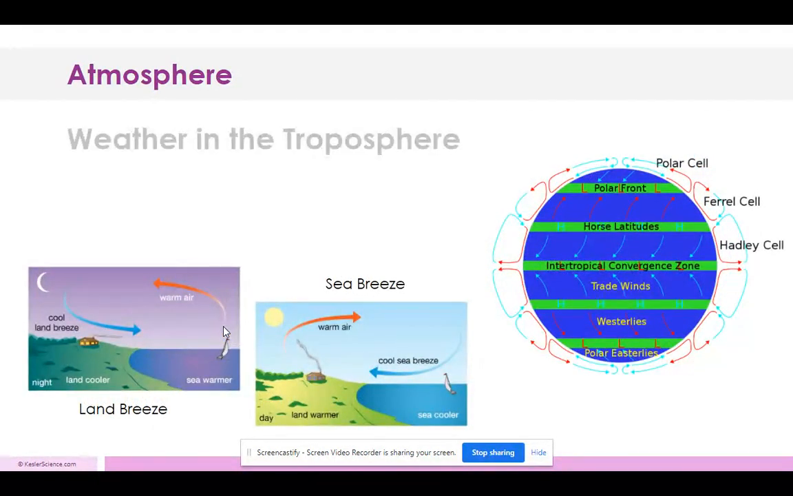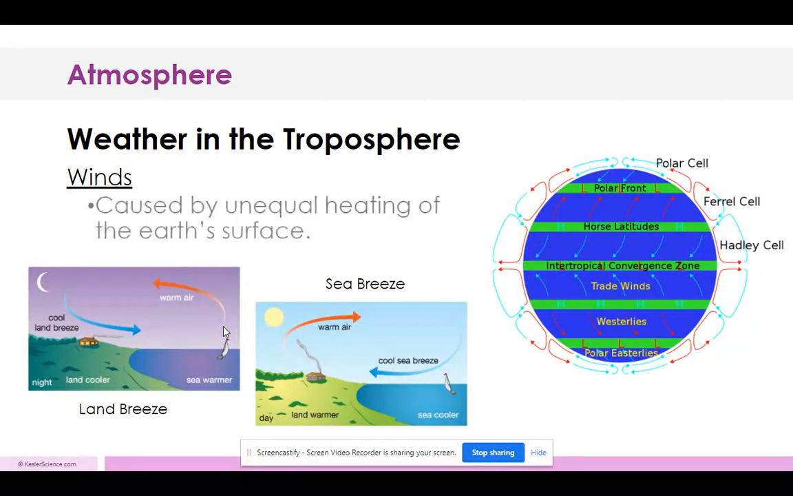So let's talk about weather in the troposphere. Winds. A lot of us missed this question on the test. Winds are caused by the unequal heating of the Earth's surface. And this unequal heating causes differences in pressure. So if you were to watch the Weather Channel or a weather forecast, you're going to see the letter H and the letter L on the map, and there's going to be storm fronts around those. So those are pressures, and those pressures happen because of different temperatures. Okay? Because we know hot air rises and cold air sinks. So that's going to cause some movement of the air.